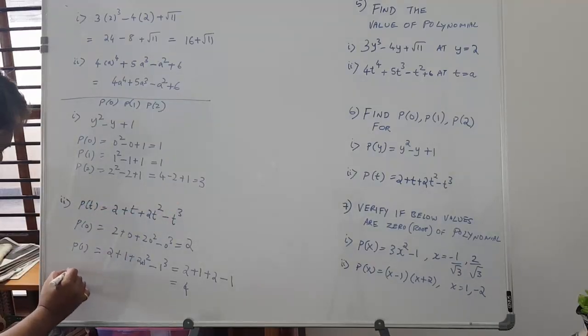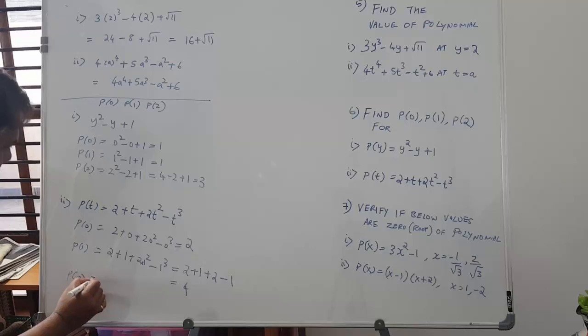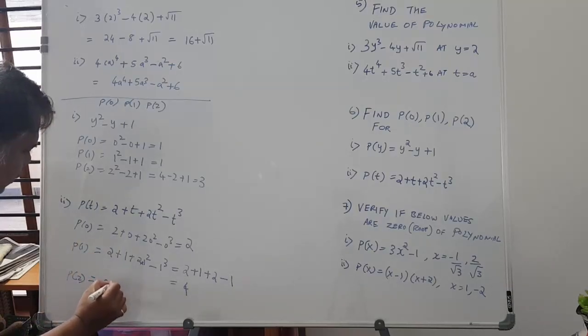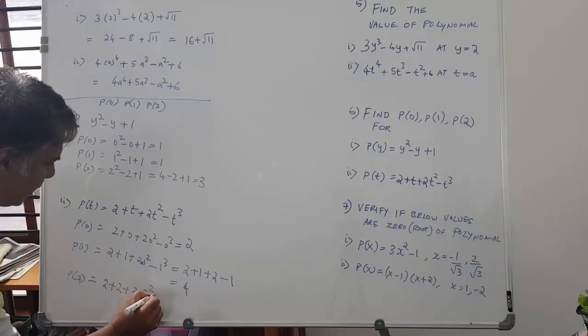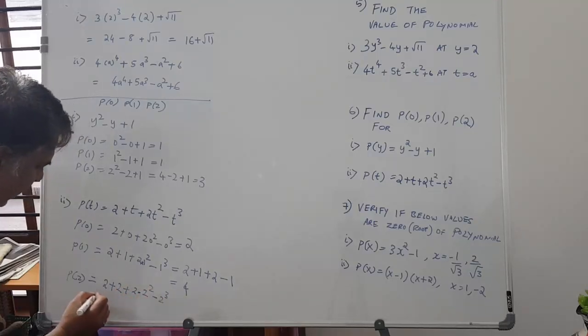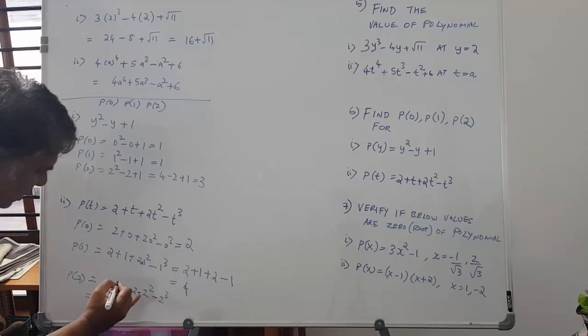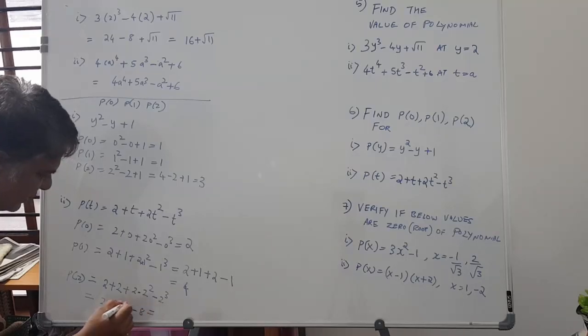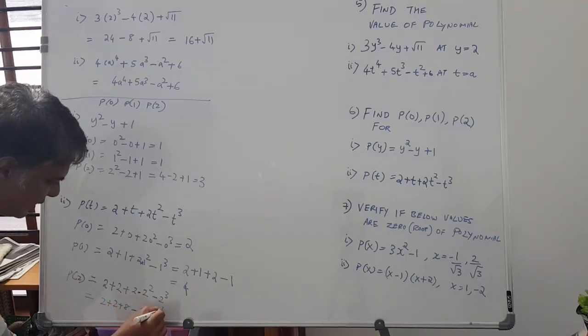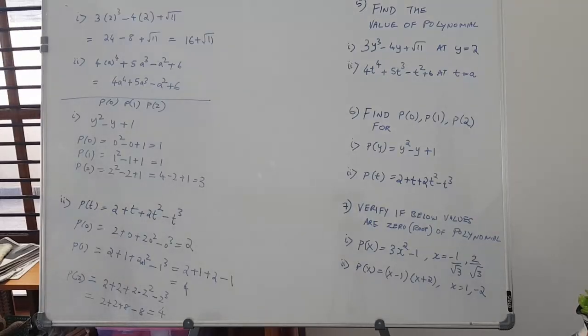So if we take p of 2, okay, we have to substitute 2. So 2 plus 2 plus 2 multiplied by 2 squared minus 2 cubed, right? So this is equal to 2 plus 2 is 4, and you get 4 here, and 4 2s are 8. So 2 plus 8 minus 2 cubed is again 8. So this 8 and this 8 cancel, we get an answer of 4. Okay, so this is how we need to find the value given a polynomial and the value of the variable.